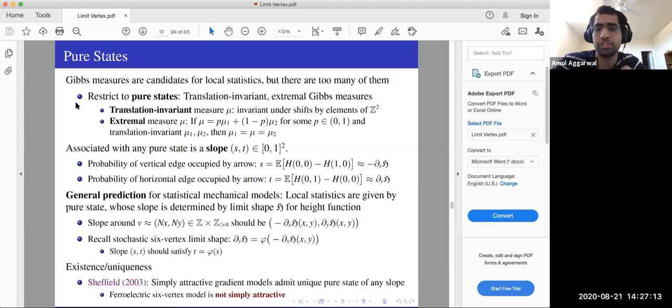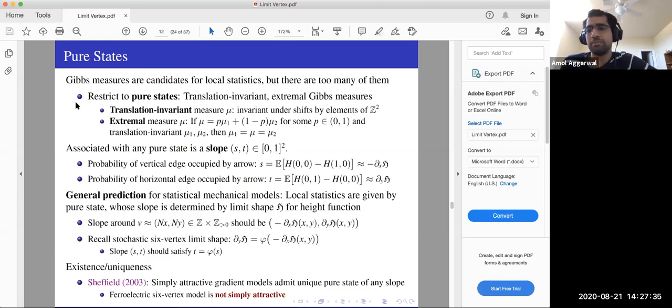A measure is extremal if whenever I can decompose mu into a non-trivial linear combination of two other translation invariant measures, then we have to have that this linear combination was in fact trivial. So if mu is equal to p mu1 plus 1 minus p mu2, then you have to have that mu is equal to mu1 is equal to mu2. So they're all the same.